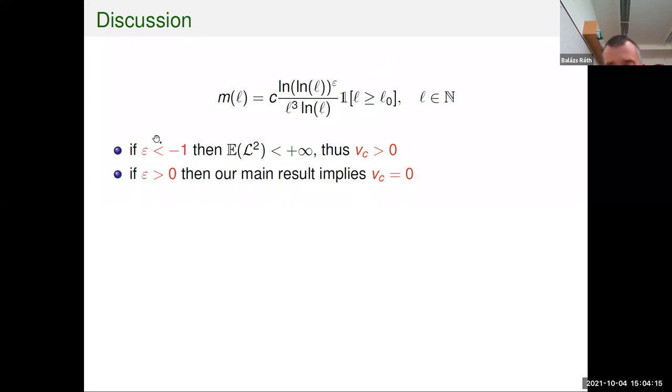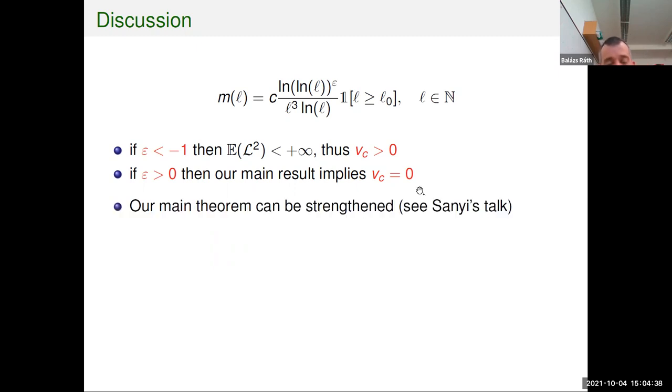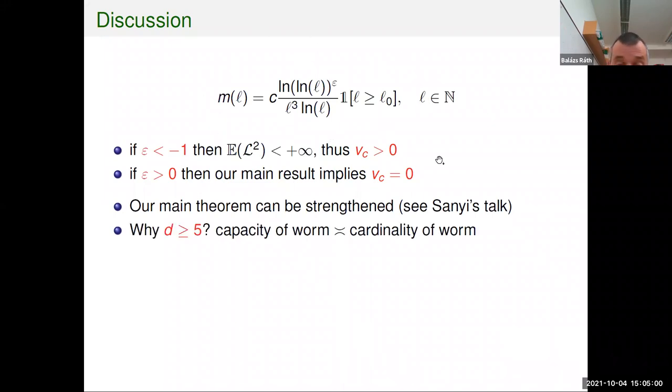These are the two results that we have, and you can see that the gap between them is only of log-log order. So there is only a regime of mass functions of log-log width where we cannot really tell whether VC is positive or zero. And by the way, when you see the next talk, Shani's talk, you will see that our main result can be strengthened. There is a more general but more complicated theorem that we can prove, and this specific choice of the length distribution is a corollary of that.